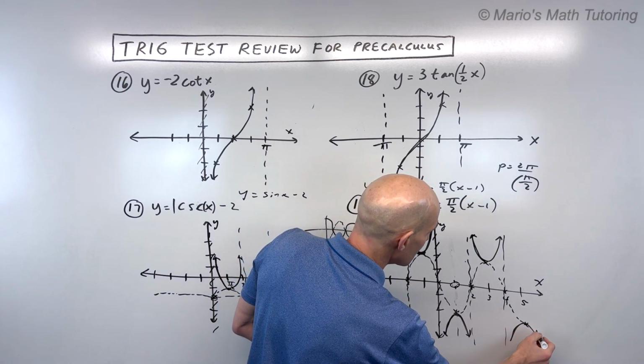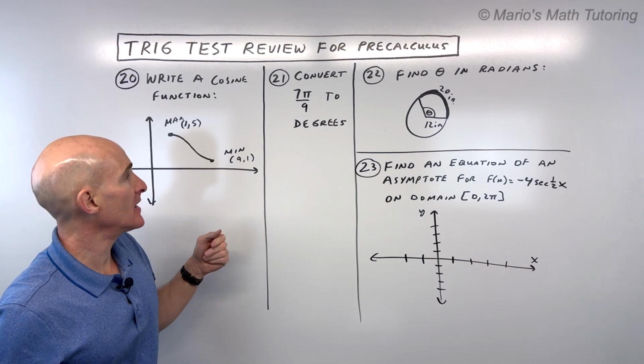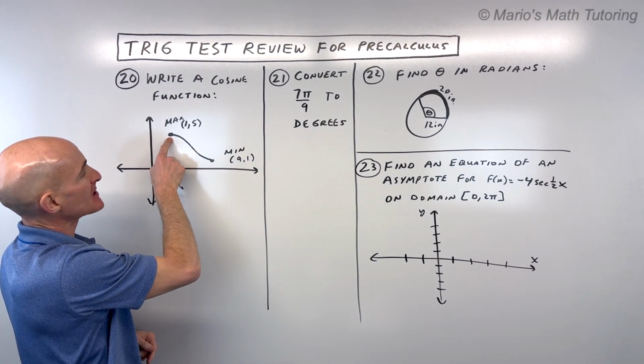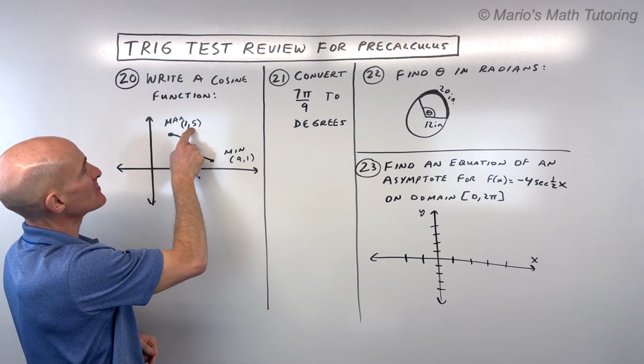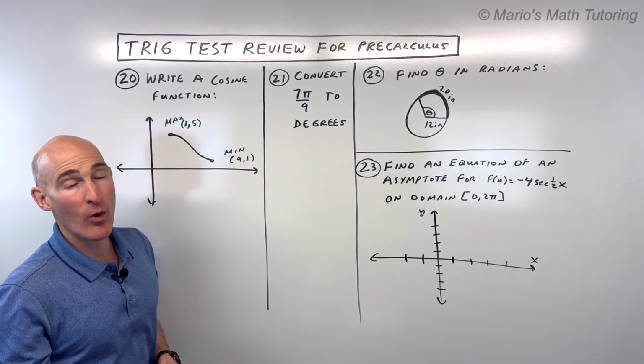But we're just kind of reviewing. See if you can pause the video and do these next 4 questions, and we'll go through them together. This one says, write a cosine function given the maximum and the minimum. So the maximum is at the point (1, 5), and the minimum is at the point (9, 1).